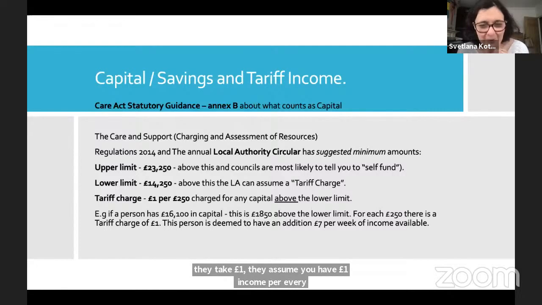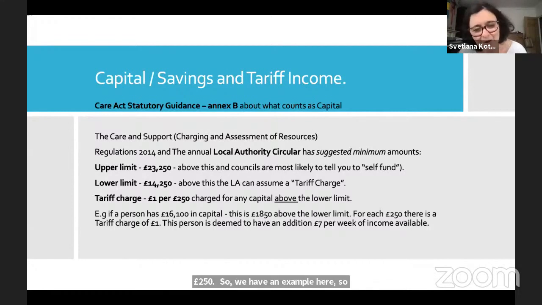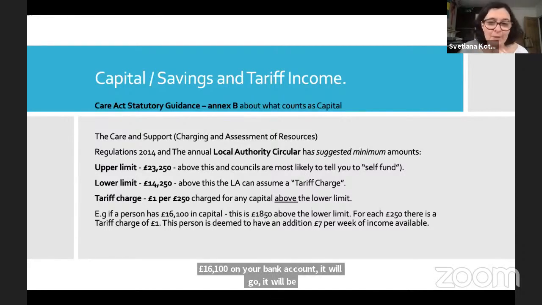We have an example here. If, for example, you have £16,100 in your bank account, then it will be £1,850 above the lower limit. That divided by 250 will be 7. So the local authority will assume that you have an extra £7 of income every week.